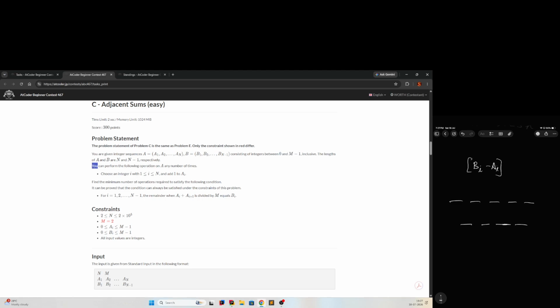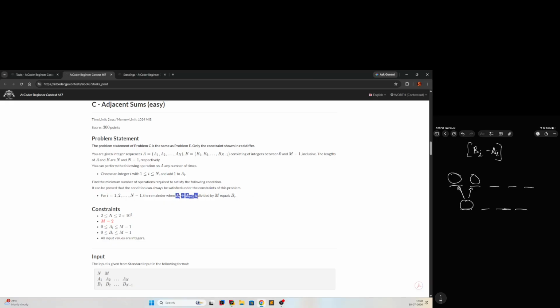Then we can do this operation: we increase any a of I by 1. And then we have to tell the minimum number of operations to make this true. So basically this value should be the sum of these values mod m.